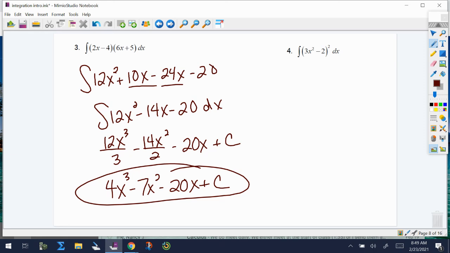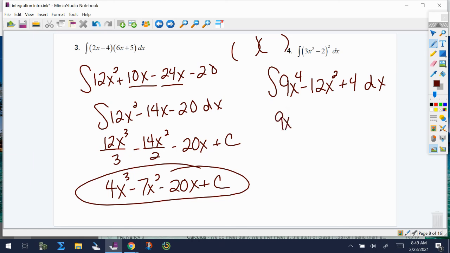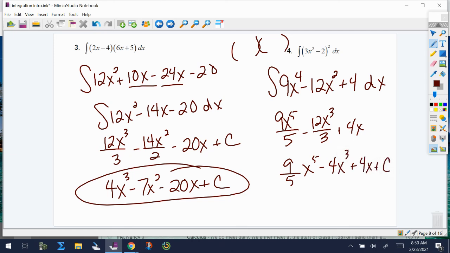And then the last one, you have to square it out. So you can either write it off to the side and foil it, or if you're comfortable squaring it out in your head, that's fine too. When you square it out, you get 9x to the fourth minus 12x squared plus 4. Again, if you're not comfortable doing that in your head, by all means, write it twice and foil it. Biggest thing is make sure you get the algebra right. So now when I integrate, we get 9x to the fifth over 5 minus 12x to the third over 3 plus 4x. And the only thing that will simplify is this middle term. It will become a minus 4x cubed. You'll still have a plus 4x, and don't forget your plus c.